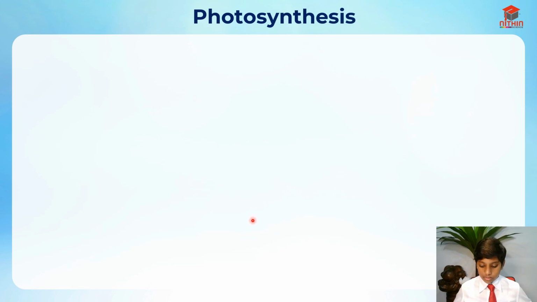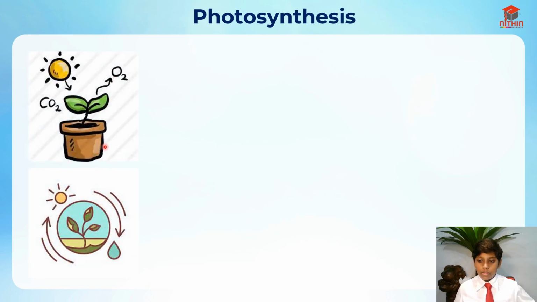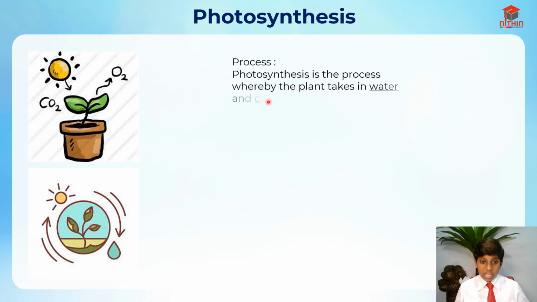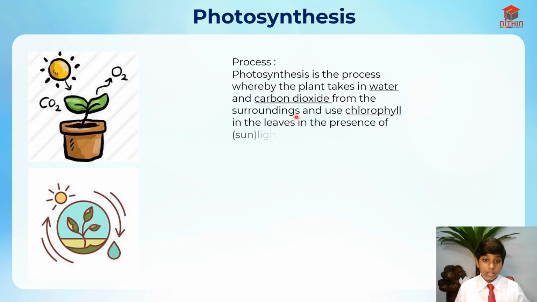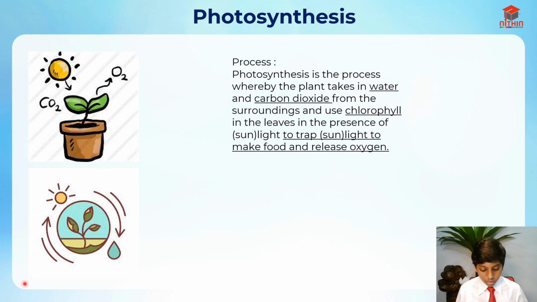Okay, photosynthesis. Photosynthesis is the process whereby the plant takes in water and carbon dioxide from the surroundings and uses chlorophyll in the leaves, in the presence of sunlight, to trap sunlight to make food and release oxygen. Okay, just like I went through.